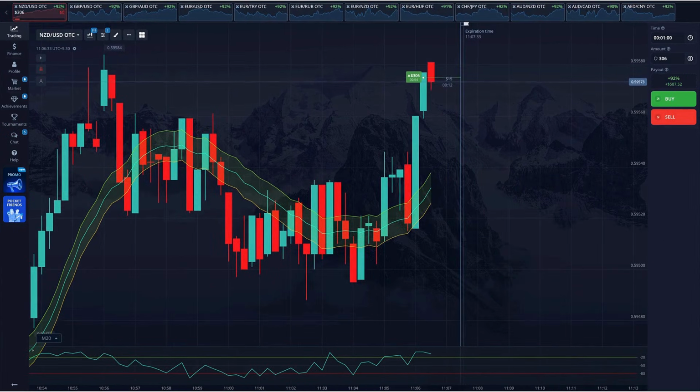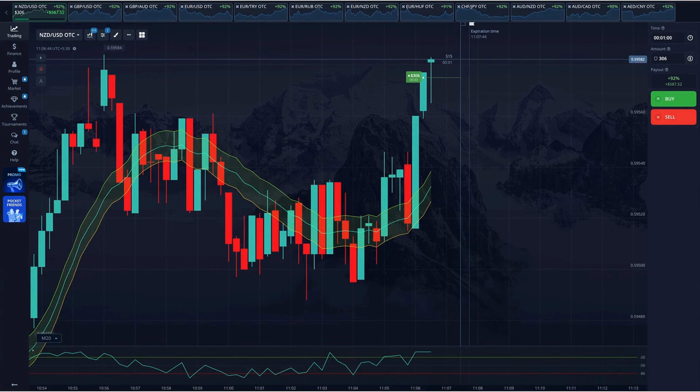We are using a specific tight band setting on a 15-second chart to catch the exact second the price explodes out of its range. If you want to see how to catch these massive 1-minute moves on Pocket Option, watch this video until the very last second.